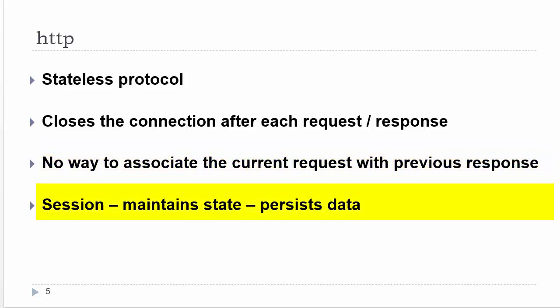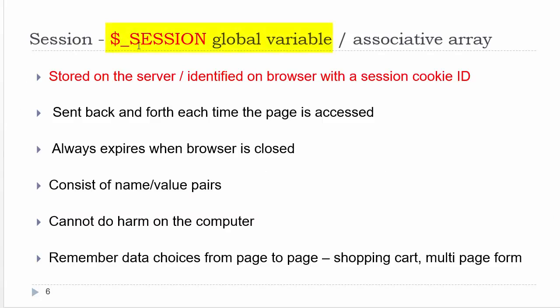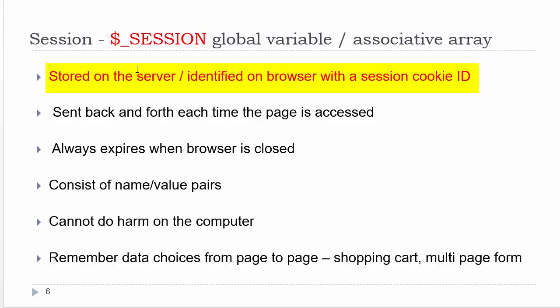So therefore, we need a session variable to do what is called maintaining state, to maintain a connection between that request and response. This is also called persisting data. Persisting the data that is collected on one page so that it can be carried through to the next page and the next page. So the session variable is a global variable, $_SESSION, which is also an associative array. It is stored on the server. It is not stored in the browser. That data is on the server.